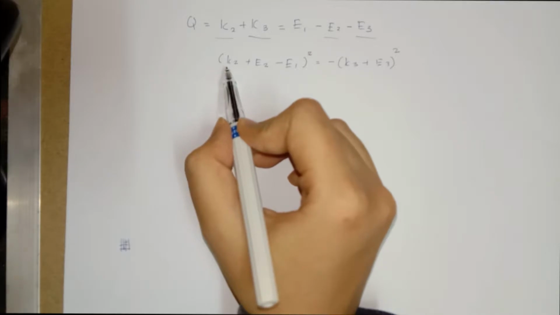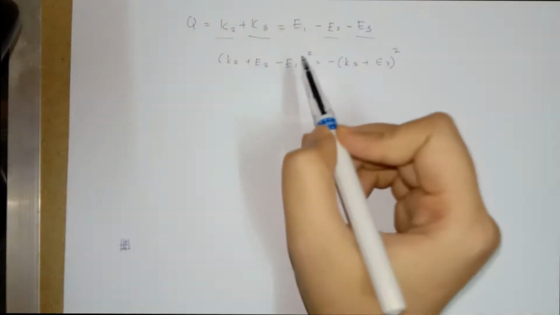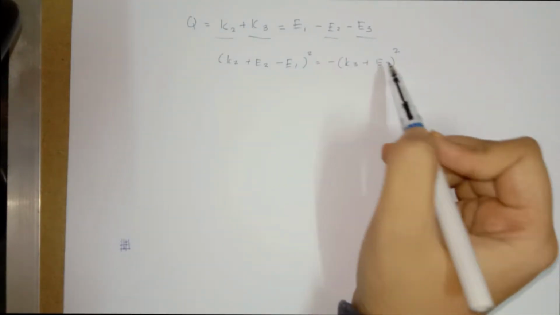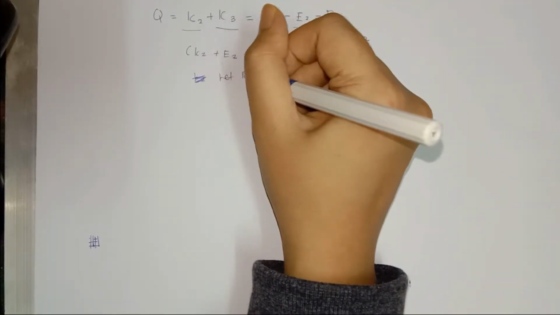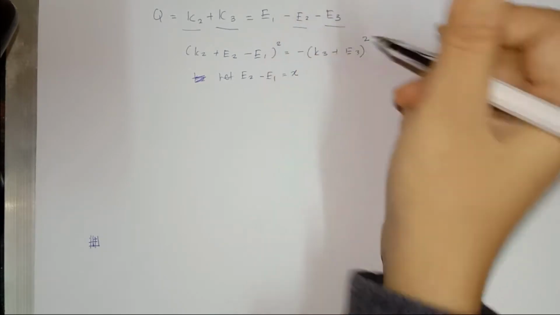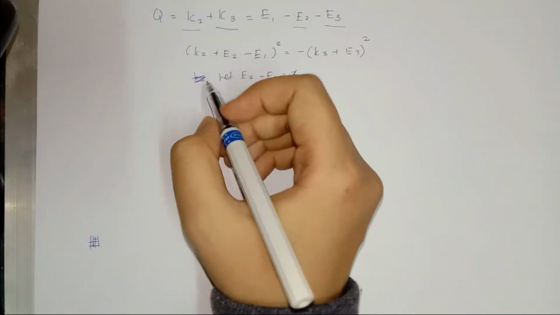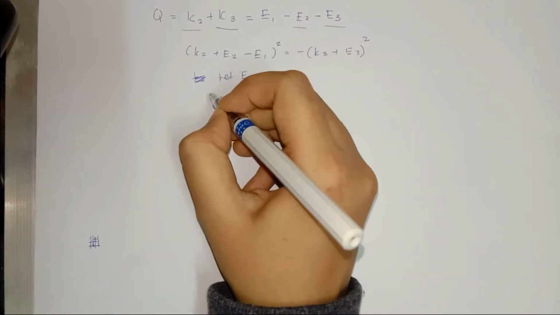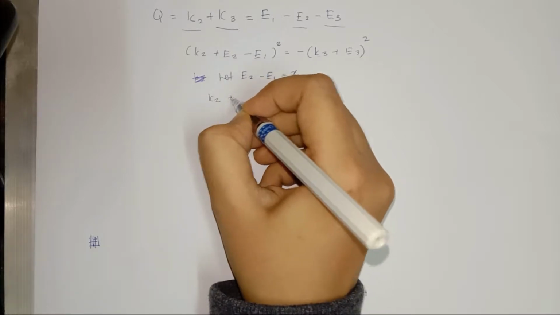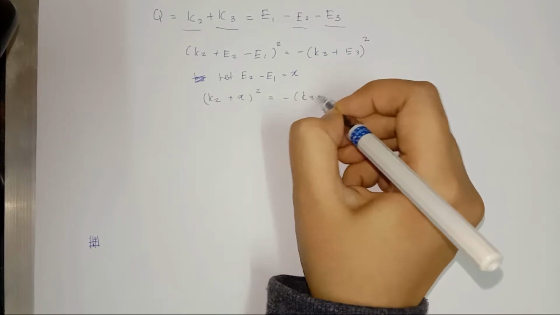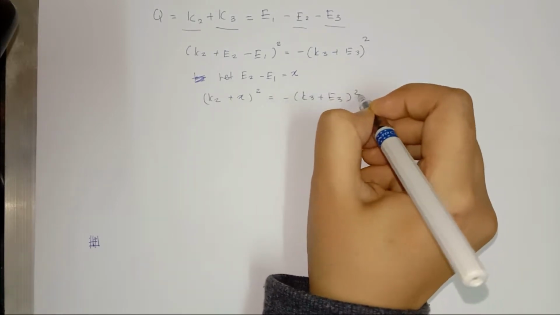This is not a binomial, it's a trinomial. So if you still remember how to expand it, then it's good for you. If you don't remember, let me show you. Let E2 minus E1 equal x. Alright, it's easier for us to expand it. And then you're going to substitute this E2 minus E1 with x. K2 plus x squared equals negative K3 plus E3 squared.